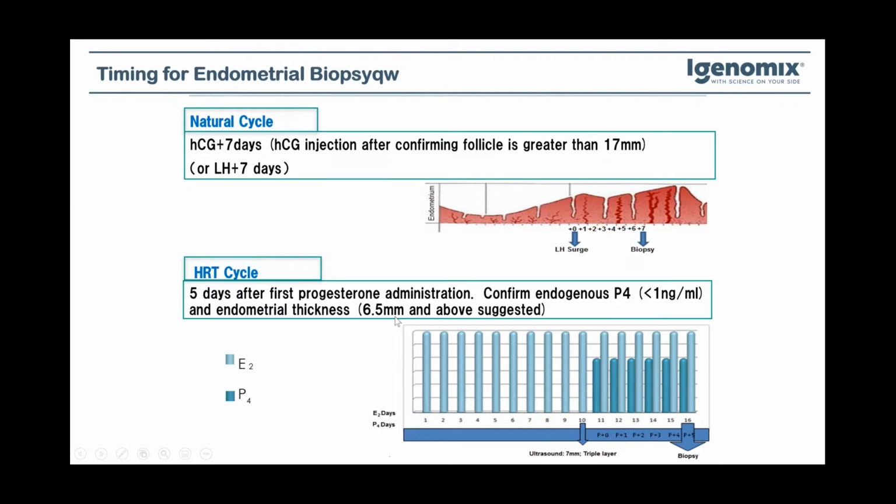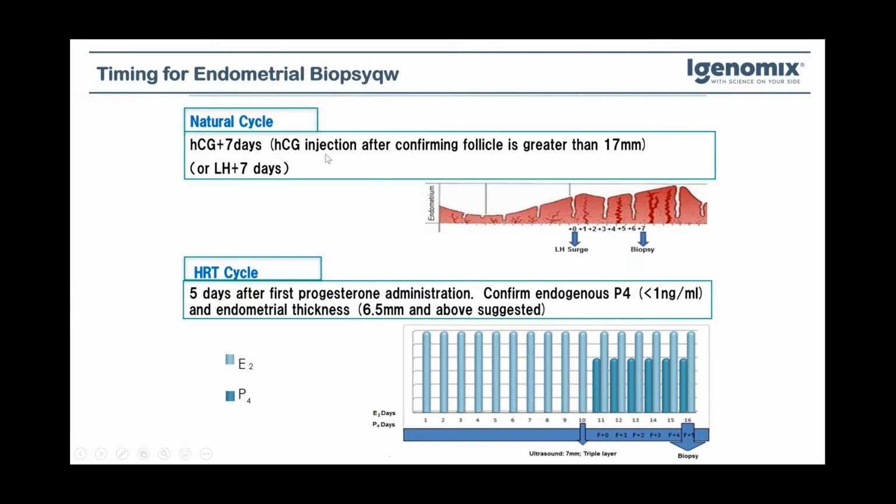As I just said, progesterone induces the expression of these 236 genes. So if the progesterone concentration is not stable, or I should say not reproducible, then the result will not be very reproducible. So that is why we suggest the HRT cycle for ERA. And natural cycle, you can do that as well.